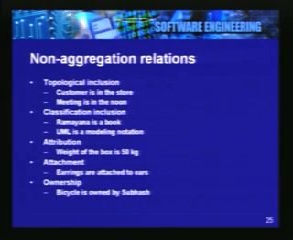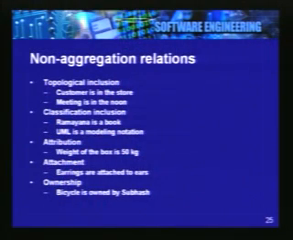And then what are non-aggregation relations? Topological inclusion. For example, customer is in the store. If you have such a requirement, then you cannot design for a part-whole relation. Meeting is in the noon. Classification inclusion. Ramayana is a book, or UML is a modeling notation. This is not part-whole. So, this is classification.